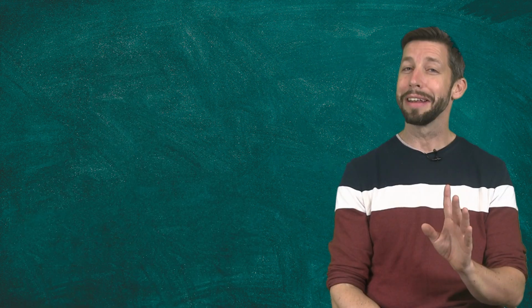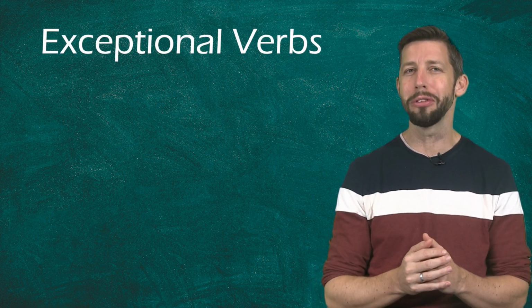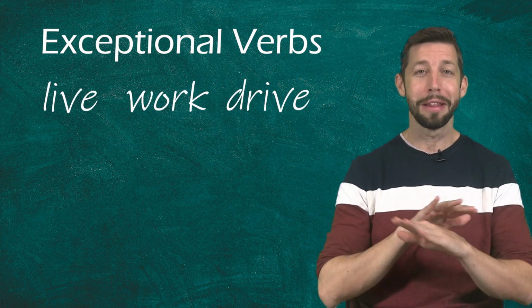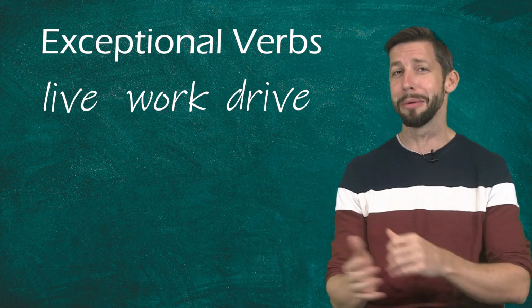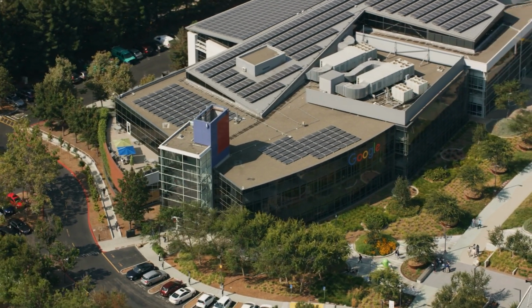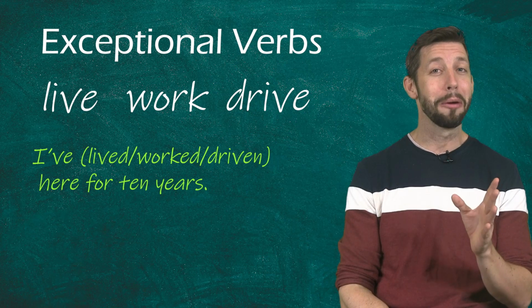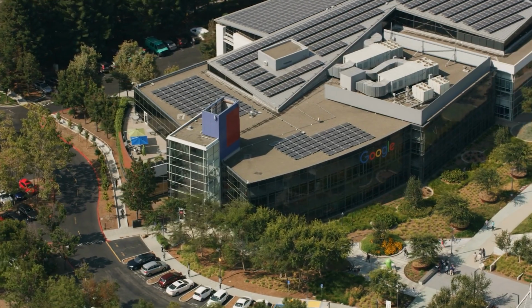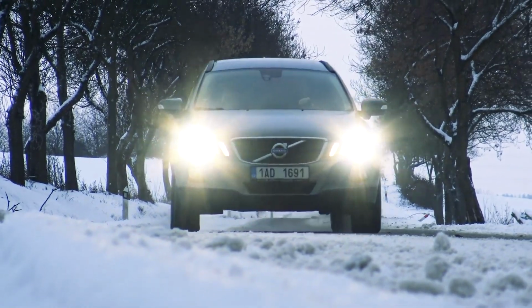They're both correct. And while we're on the subject of verbs that are exceptional to normal rules, let's look at live, work, and drive. These verbs don't change their meaning when you use them in their simple or their continuous forms. I've lived here for 10 years. I've worked here for 10 years. I've driven this car for 10 years. Now, listen again. I've been living here for 10 years. I've been working here for 10 years. I've been driving this car for 10 years.